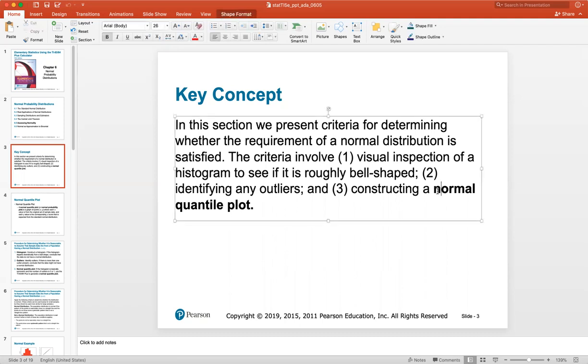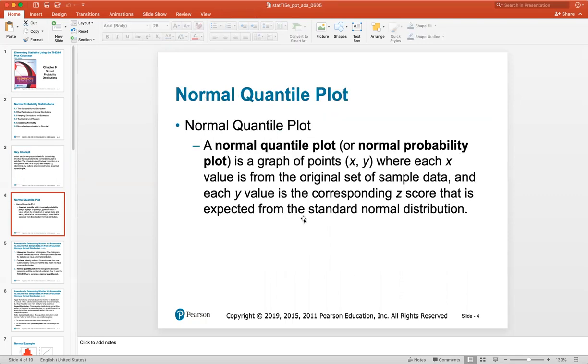We're going to study how to plot the normal quantile plot using a calculator. First of all, what's this normal quantile plot? A normal quantile plot, or normal probability plot, is a graph of points (x, y), where each x value is from the original set of sample data, and each y value is the corresponding z-score that is expected from the standard normal distribution. So for each sample data, we calculate the z-score.